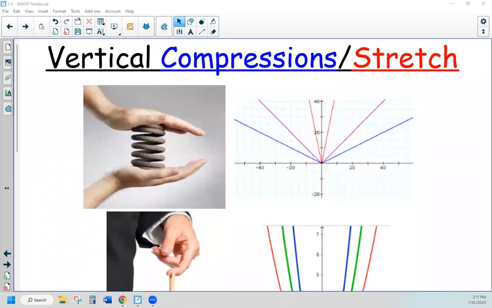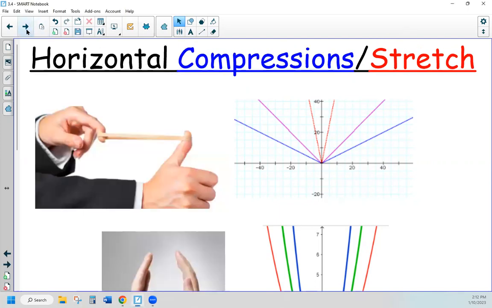What up, guys? Welcome back to the second part of the 3.4 video. This is functions or transformation of functions. So let's kick it. This part is vertical and horizontal compressions and stretches. All right, compressions and stretches.